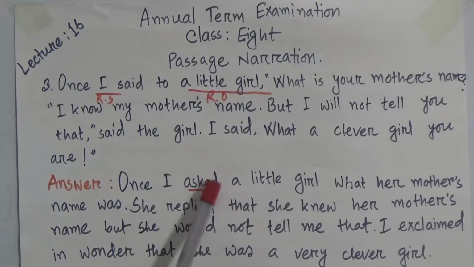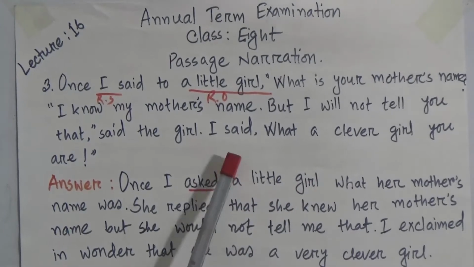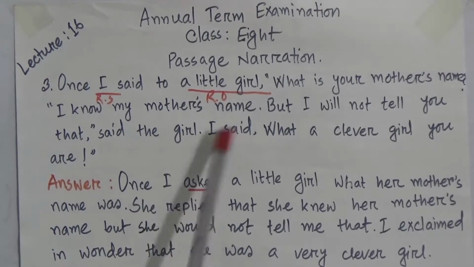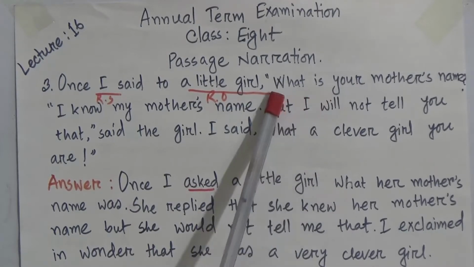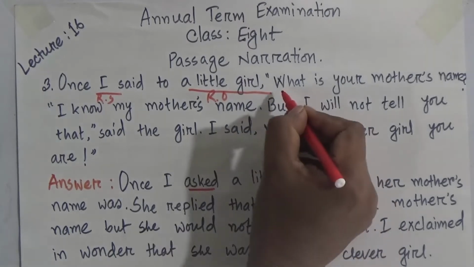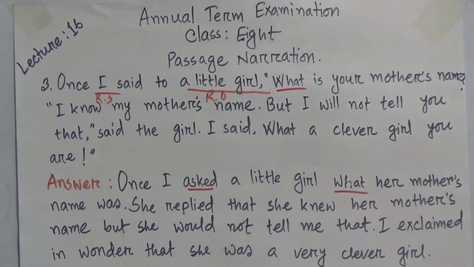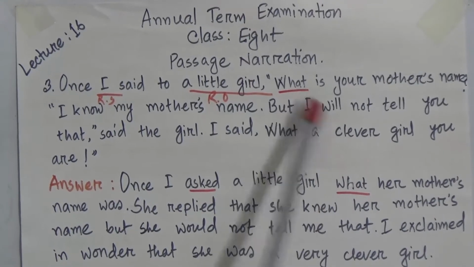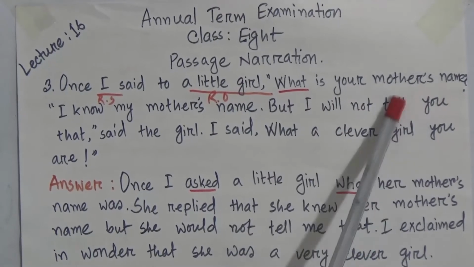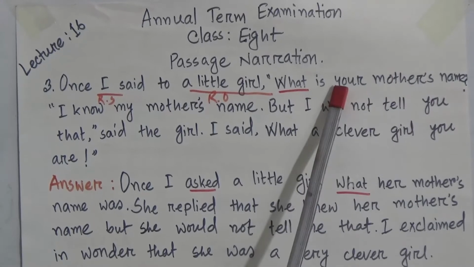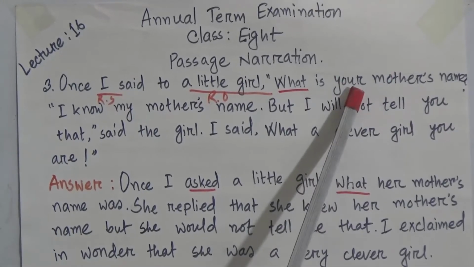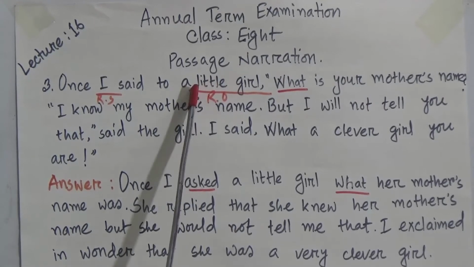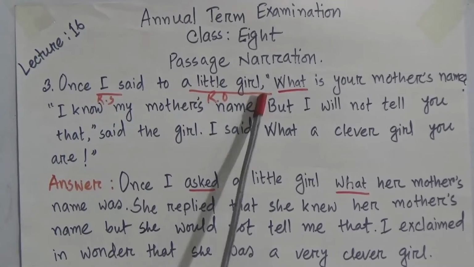After giving asked, you will not give any that. That would be used only in an assertive sentence. And if there is any WH pronoun at the beginning of the interrogative sentence, you have to use that WH pronoun. Then the subject, your mother's name. Your is in which person? Second person. Second person will be changed according to the object of the reporting verb.